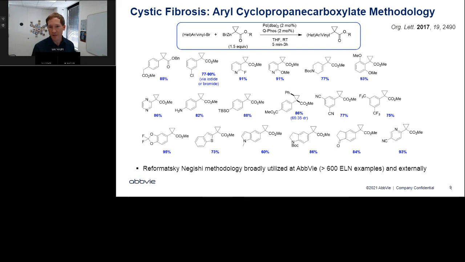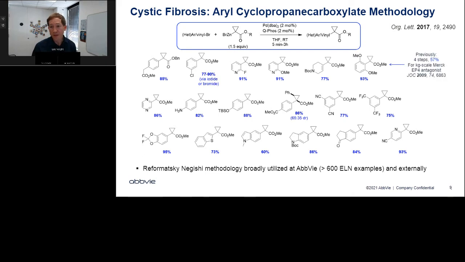Because this was typically done in 5 minutes or up to 3 hours at room temperature, we could tolerate a lot of Lewis basic or protic functionality that would be typically offensive to these types of reactions. And because it's so general, it's been applied across many different projects. Last we checked, there were over 600 examples of it being used at AbbVie, and we also know anecdotally that it's been used at other companies. We published this method a few years ago now.